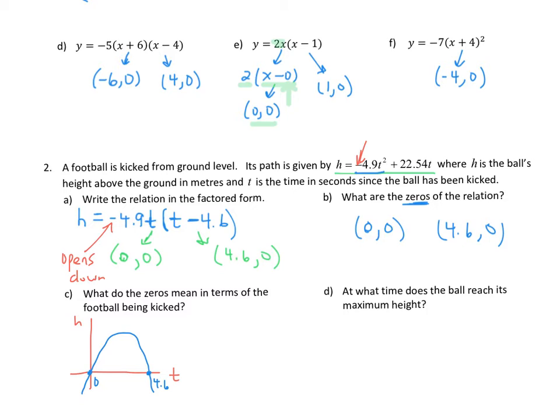Well, at those spots, the height is 0. That's why we're calling these zeros, or x-intercepts. They're zeros because the y value, the h value in this case, is equal to 0. So it means these are the times when the height is 0, or when the ball is on the ground.